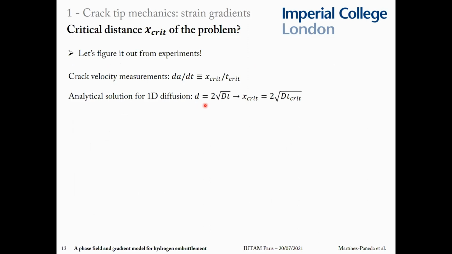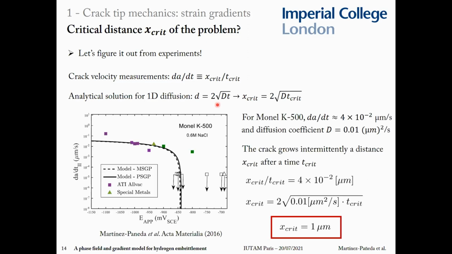So the distance that a hydrogen atom can travel is 2 times the square root of the diffusion coefficient of the material and the time. So we have a system of 2 equations and 2 unknowns, very simple. So we go to experiments. For example, this is a nickel superalloy, and we go to these 3 replicate points at the -1000 potential, and we get a crack speed of 4 times 10 to the -2 microns per second. We know the diffusion coefficient of the material, we substitute, and we get that the critical distance is 1 micron.